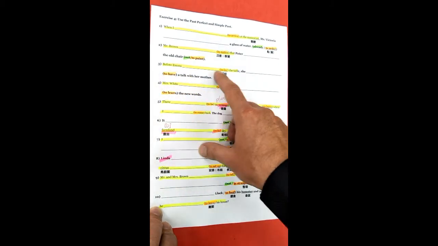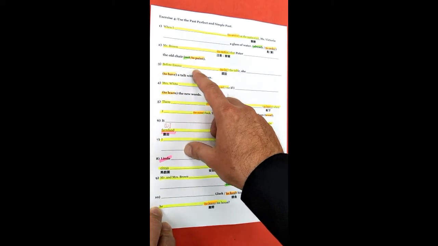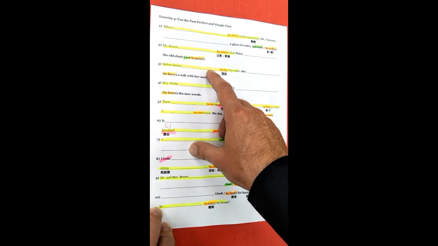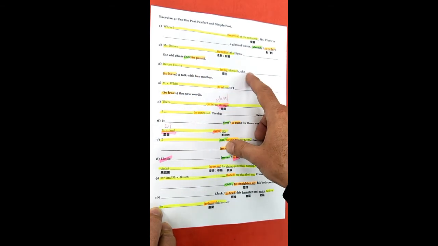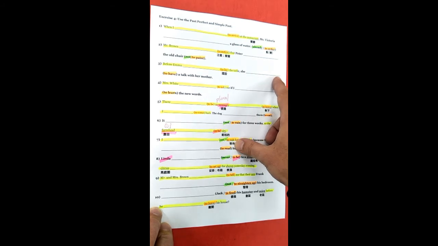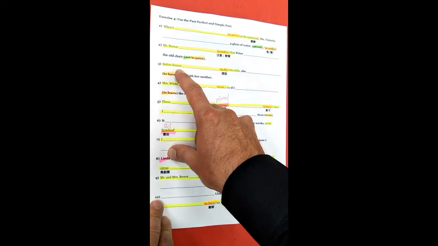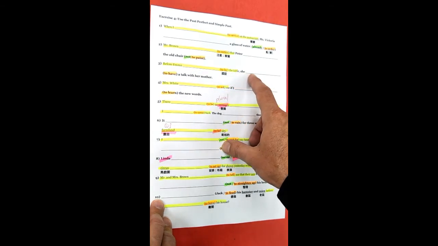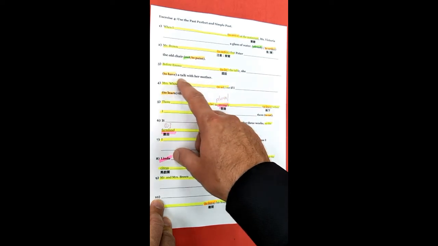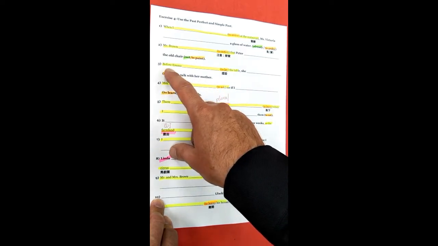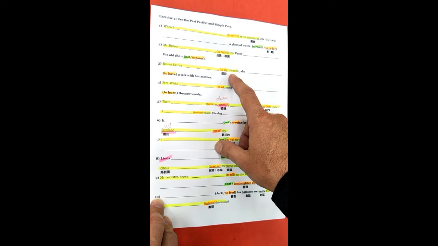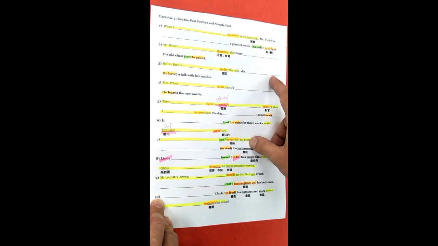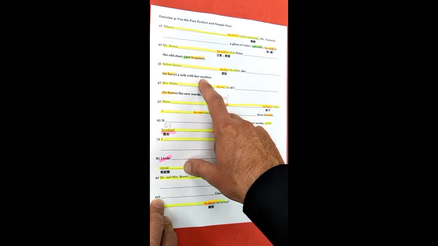Number 3, to lay, laid. To have, had. There's a she, so it's has, had. Before Emma laid the table, she had a talk with her mother.